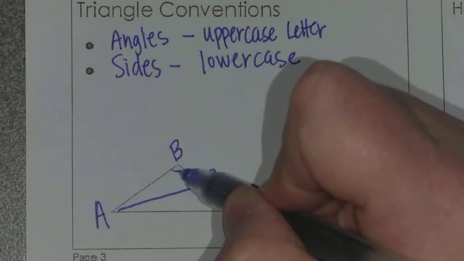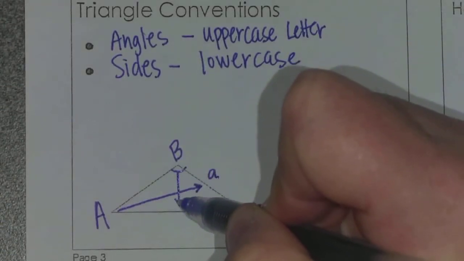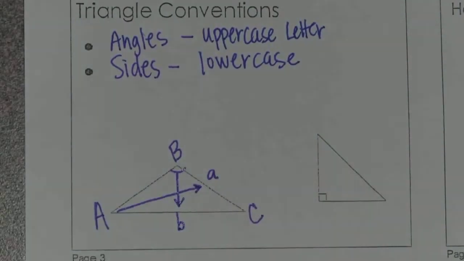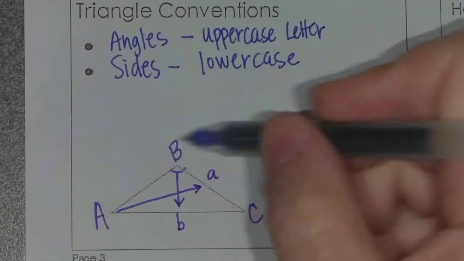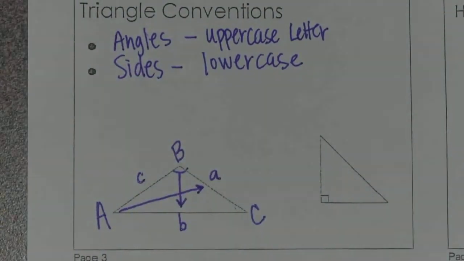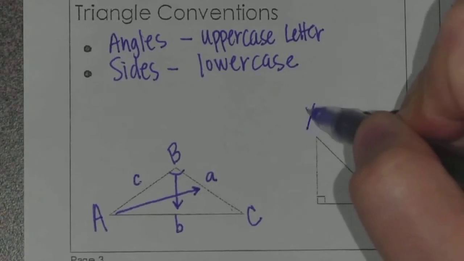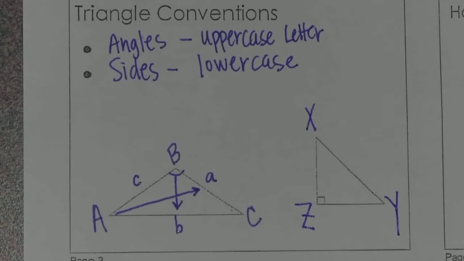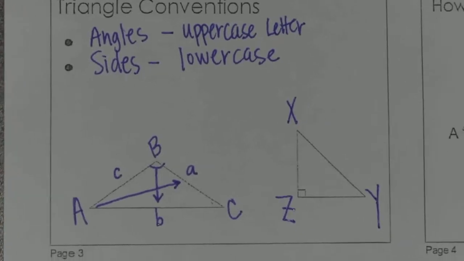Looking from angle B, the side that doesn't make up angle B is called side b. And the one that doesn't make up angle C is called side c. This is the way that triangles have been labeled your whole math career. You probably just haven't noticed it. Okay? So if I label this one capital X, capital Y, capital Z, could you guys label the sides for me?